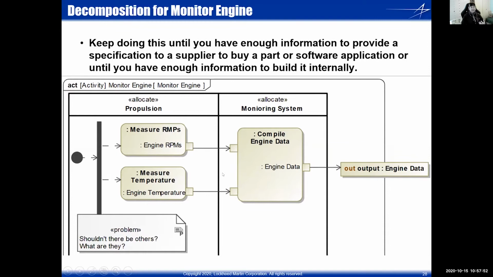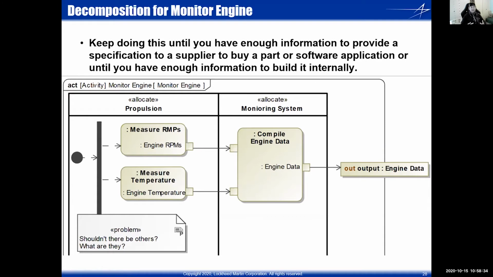I keep doing this until I have enough information to provide it to a supplier in order to build the part for me, or until I have enough information to buy a part. Is there a propulsion system out there in the market already that I can buy that does all these things for me and provides this information? Is there a vehicle out there in the market already that does all of this for me that I can just go buy? Or do I need to tell my hardware engineers to develop some sensors for me that I'm going to put in my system, and some software engineers to take the data coming out of those sensors and do something with it, right?